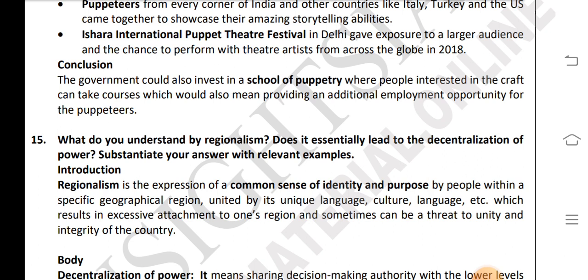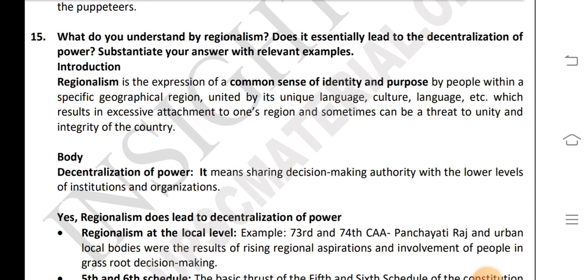The Ishara International Puppet Theatre Festival in Delhi gave exposure to the largest audience and a chance to perform with 3D artists from across the globe in 2018.